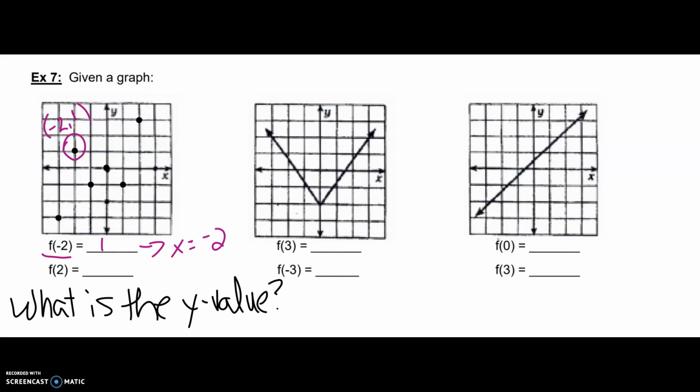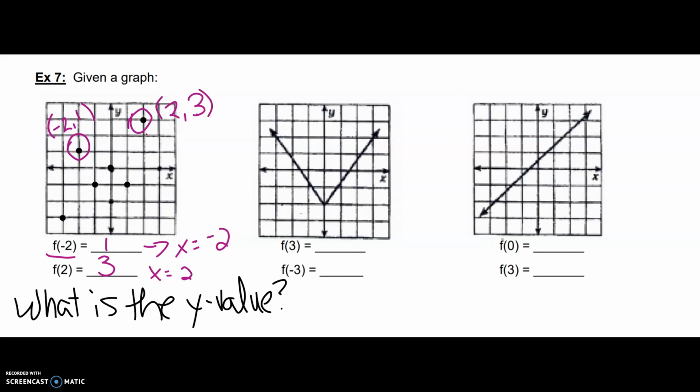The next question on this one is f of positive 2. So again, it's saying what is the y value when x is equal to positive 2? So we're going to look at our graph. When x is positive 2, we're looking at this point up here. So that point has an x value of positive 2, and we need to find out what is our y value. So our y value there is 1, 2, 3. So this point right here, when x is 2, our y is positive 3. So f of 2 is equal to 3.